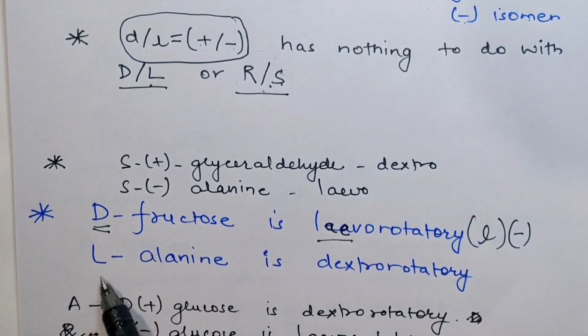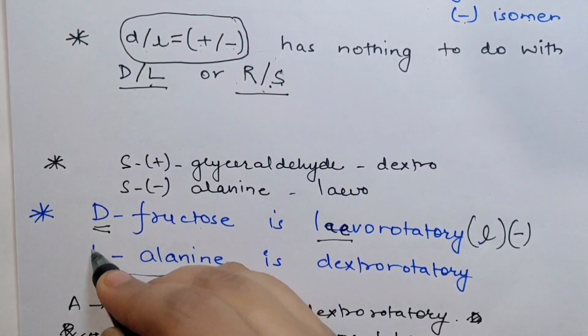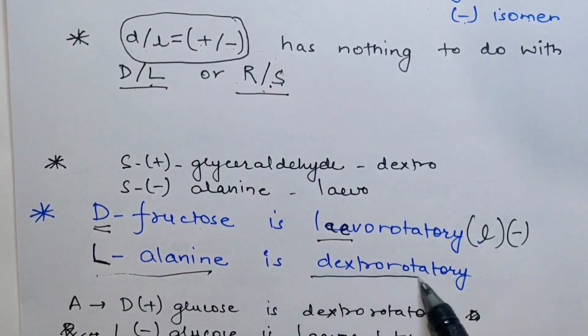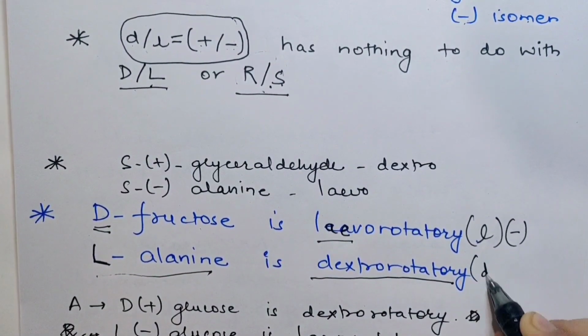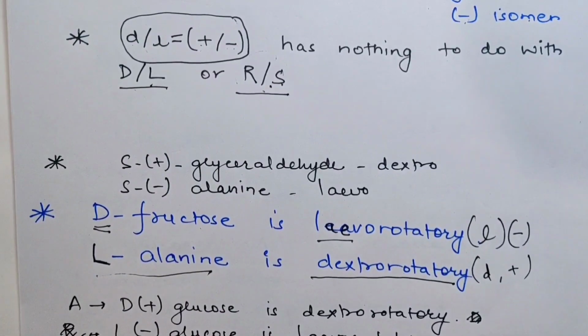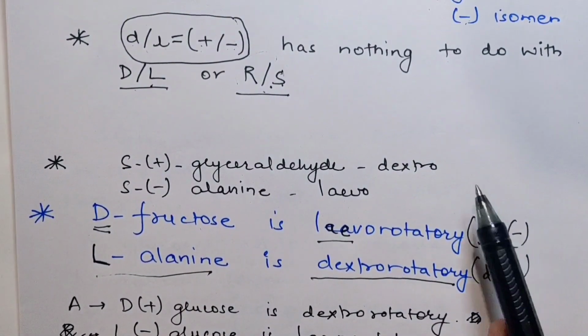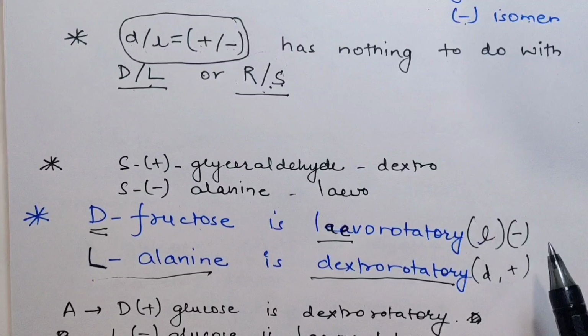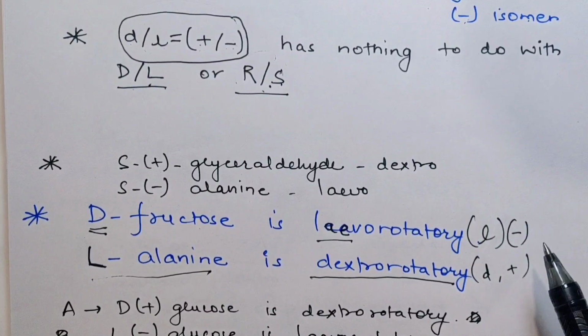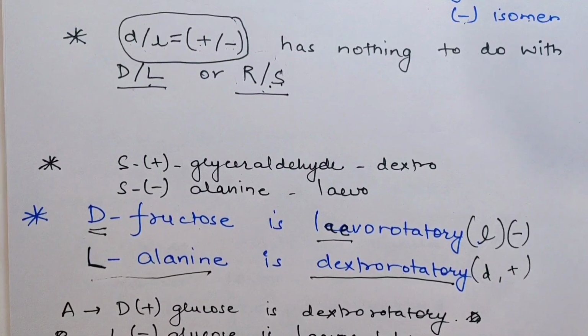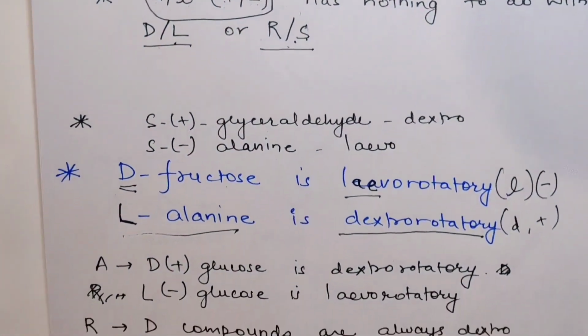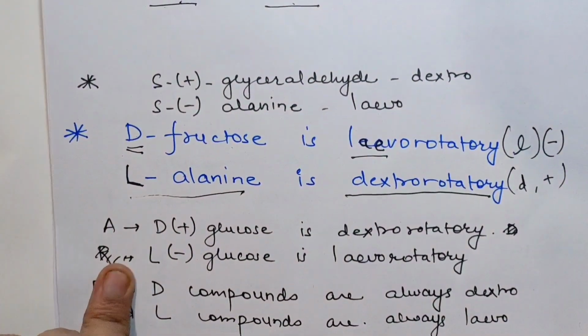And then there is L-alanine, which belongs to the L series. It's dextrorotatory. That means it will get small d or plus sign. So these are the proofs that there's a significant difference between capital D, capital L and small d, small l. Now, an assertion reason question on that.